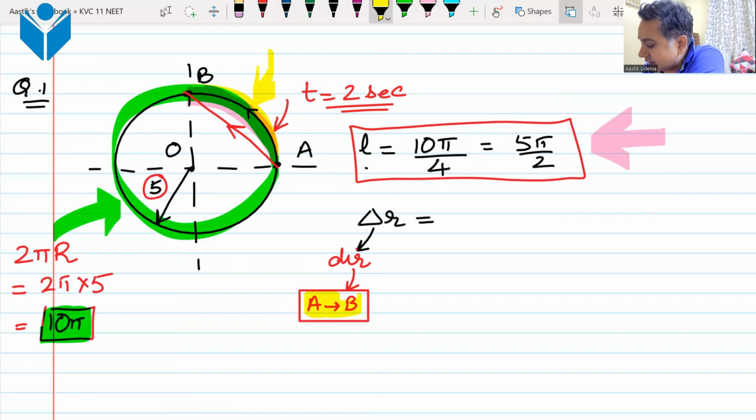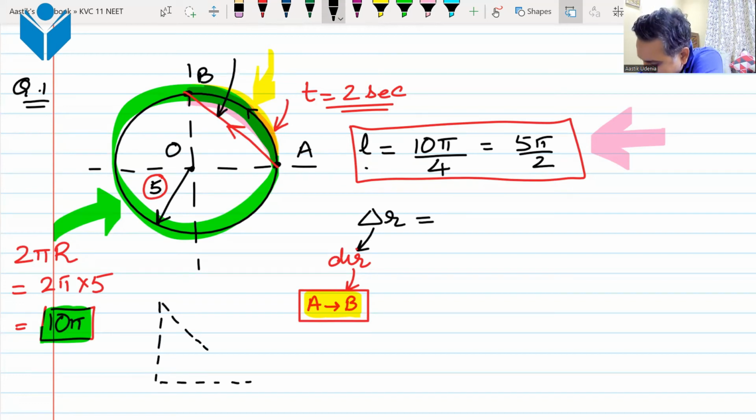Now let us talk about the magnitude of this displacement. Can anyone tell me what is the magnitude of displacement? Magnitude of displacement is the length of this line. How will you get the length of this line? If you look closely, you will see a right angle triangle. This is O, this is A, and this is B. This is 5 meter, this is 5 meter. Can you tell me how much is this?